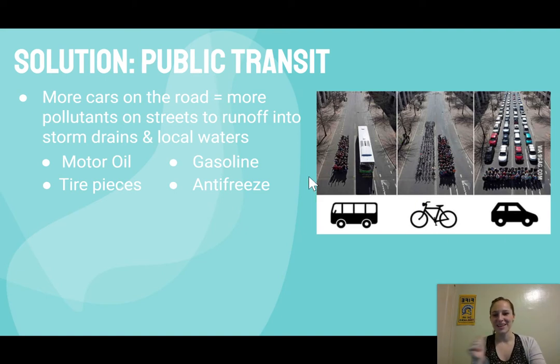There's some examples I just talked about, like motor oil and tire pieces. So if you look at this here and you just look at the amount of area and how many people can be transported. So if this is the same grouping of people, this is how many cars it would take to move those people through a street. This is the amount of bikes and how much area it takes up. And then this is going to be a bus. So we're seeing that using your bike or a bus is going to be much better than all of these people sitting by themselves in cars.